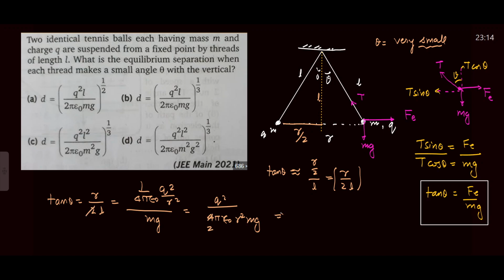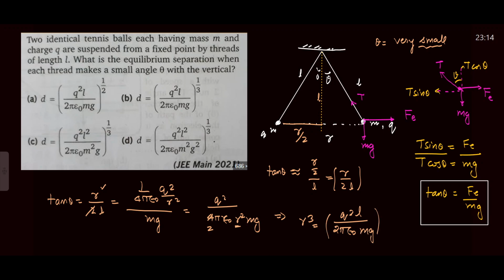Now you can write a very simple line, that would be R cubed. This R square and this R, it will go one side. R cubed is equal to Q square divided by 2 pi epsilon naught into L would be here and this would be Mg. This is the final answer.